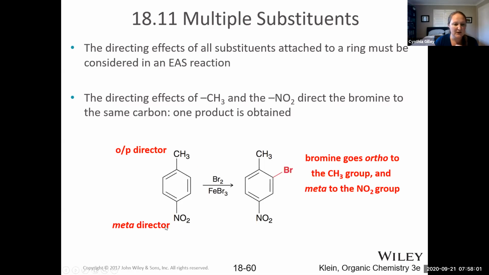Nitro group is a meta director, so it's directing meta to the nitro group, which actually is the same positions. And because there's an internal plane of symmetry, it doesn't matter if we put the bromine here or here, it's the same product, right? So just put that bromine into that position, and that's where the bromine is directed to go by both of the substituents.